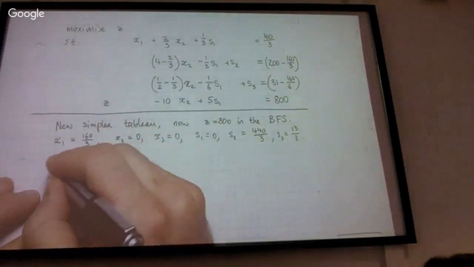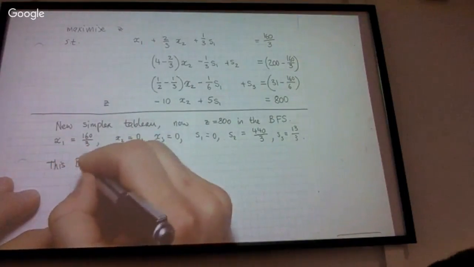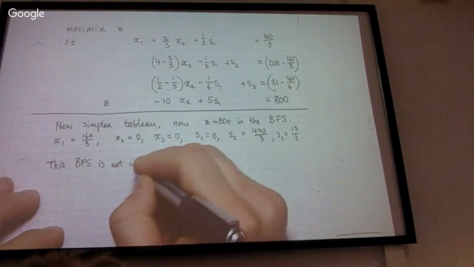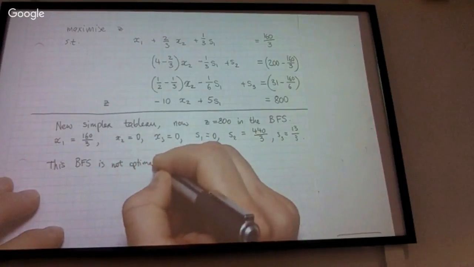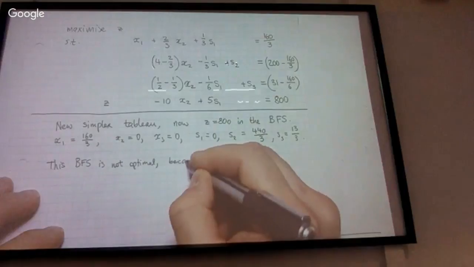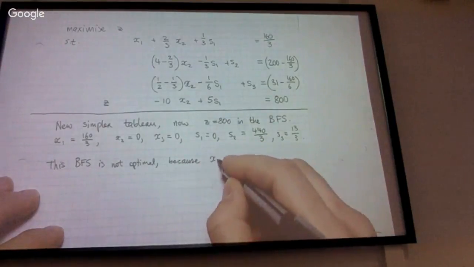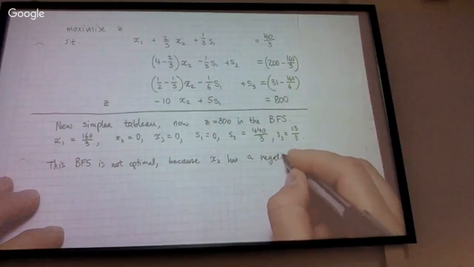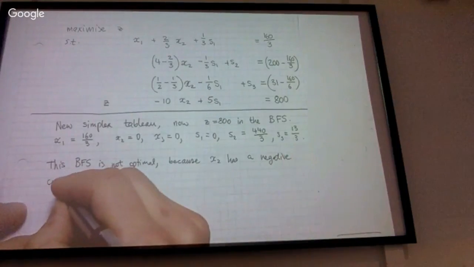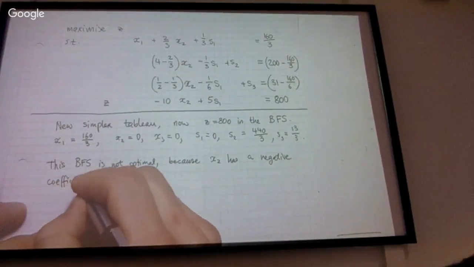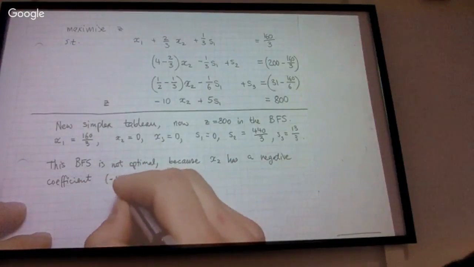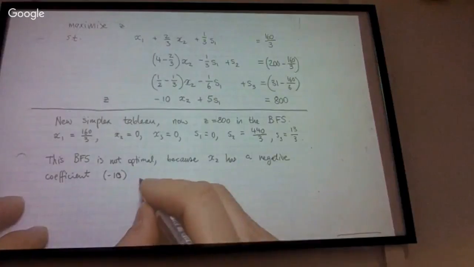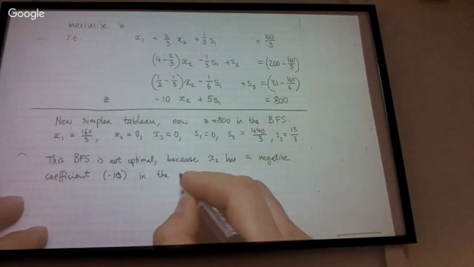So this basic feasible solution is not optimal because X2 has a negative coefficient, which is -10. Why do I write -13 when I say -10? In the Z equation.